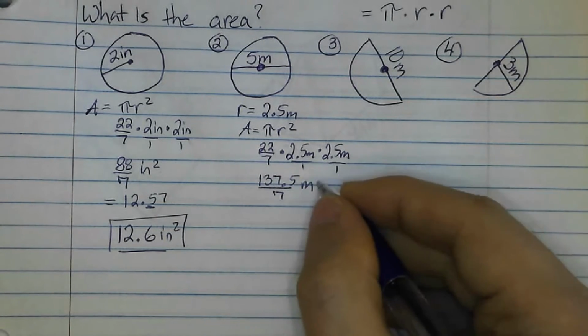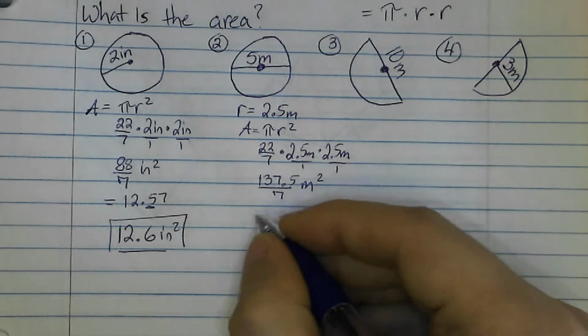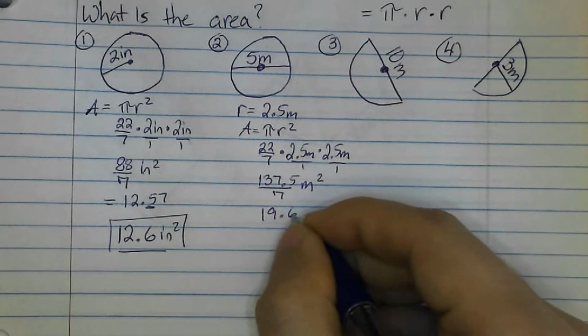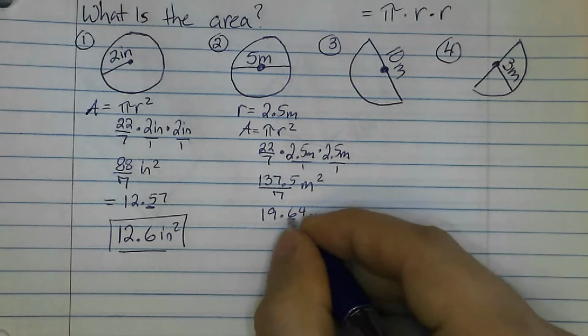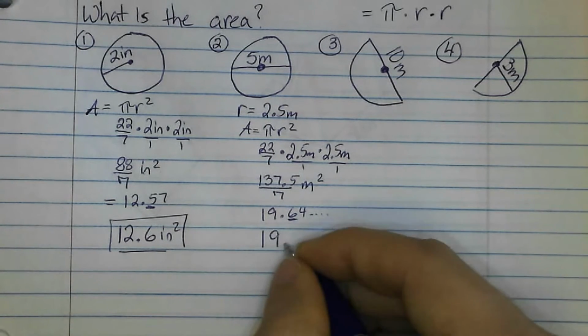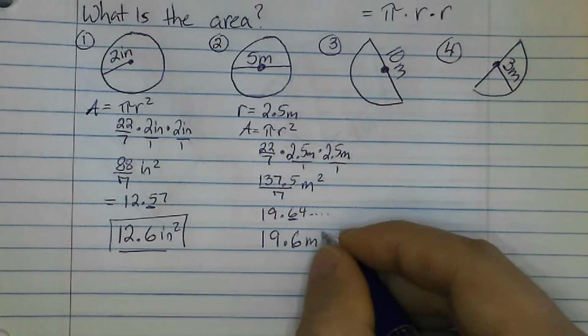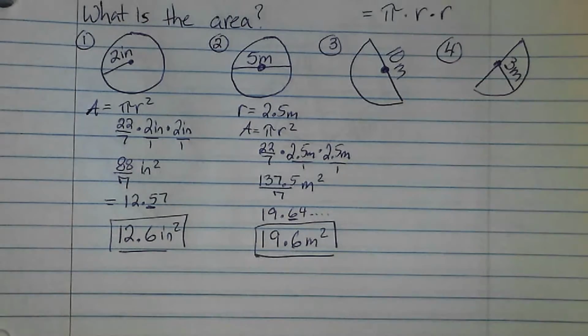Meters times meters is meters squared. And when I divide this in the calculator, I end up getting 19.64, and it keeps on going. So rounding to the nearest tenth is going to give me 19.6 meters squared.